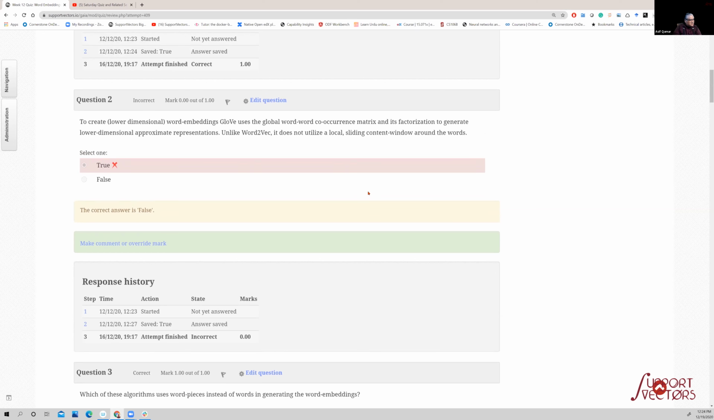Second question was, to create lower dimensional word embeddings, GloVe, Global Vectors, one of the algorithms of word embedding we covered, uses the global word co-occurrence matrix and its factorization to generate lower dimensional approximate representation. Unlike word2vec, it does not utilize a local sliding context window around the words. So obviously, the way I worded it deceptively, I was sort of tempting you to fall for true, and most of you did.